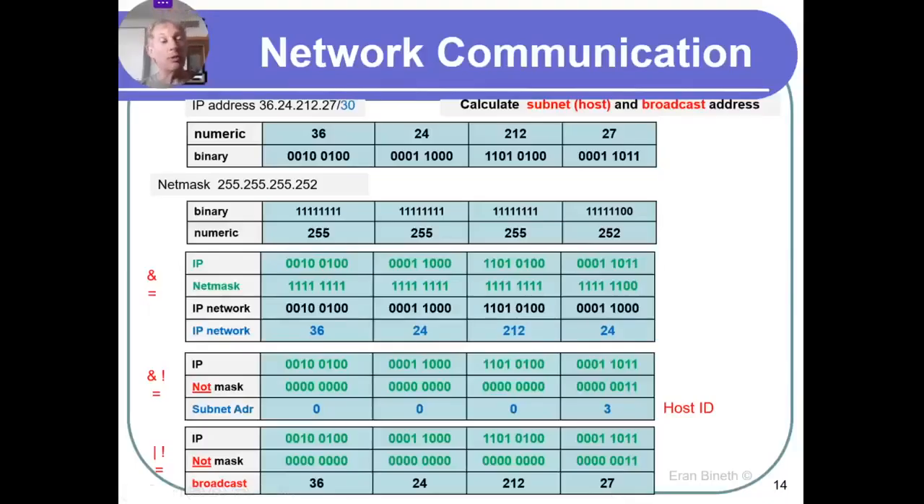This is very interesting because we are currently understanding that 36.24.12.27/30 is actually not a host IP address, but a broadcast one. Sending a message to 36.24.12.27/30 means that all devices within this network would receive that message.